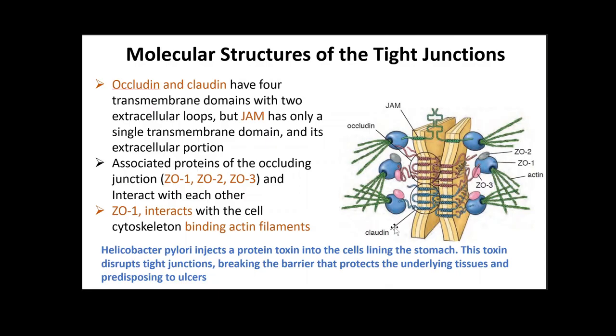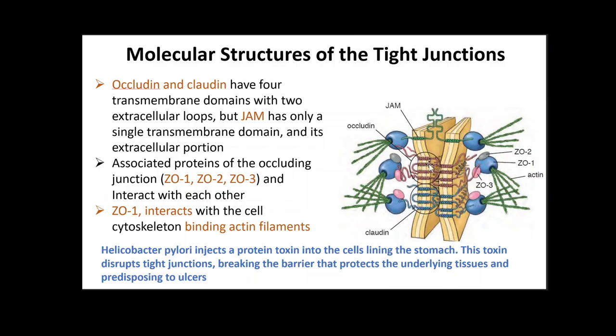This is the cell membrane. As you can see, the bilayer. This is what Dr. Shahid told you last week. And you can see the components of the tight junction. The occludin and claudin proteins are these two structures here. Each one has four transmembrane domains.